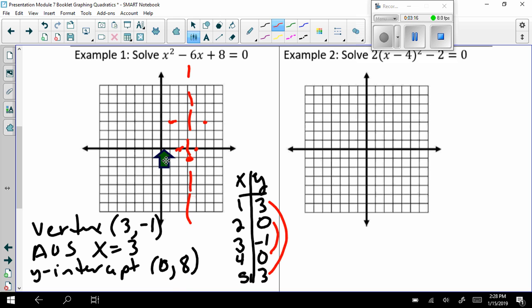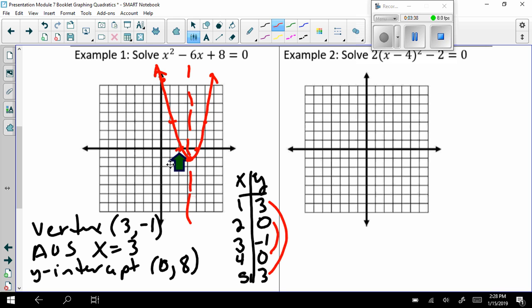So 0 left and right and up 1, 2, 3, 4, 5, 6, 7, and I'll have to do a little bit of guessing right there. Drawing in my nice smooth U. And that's my graph.